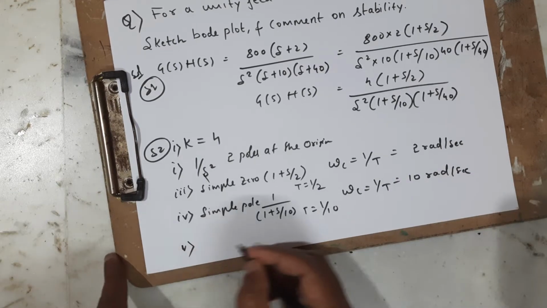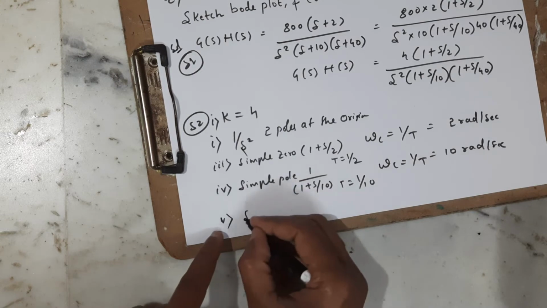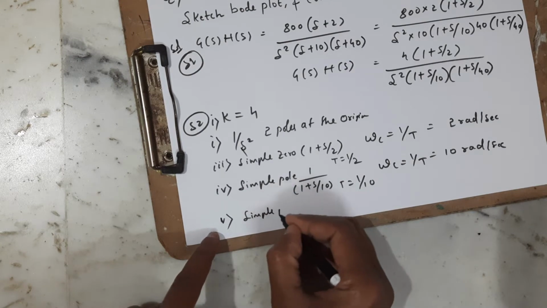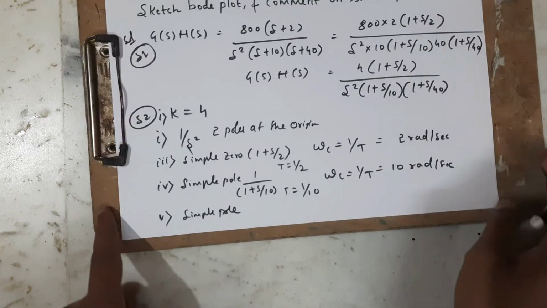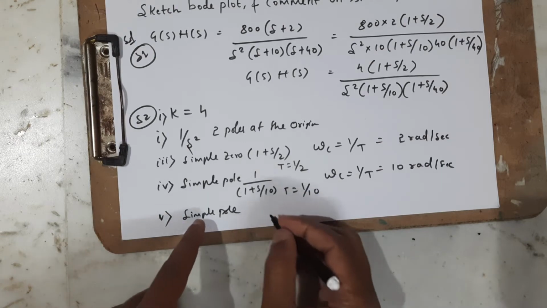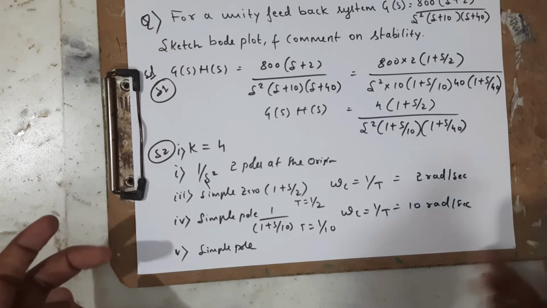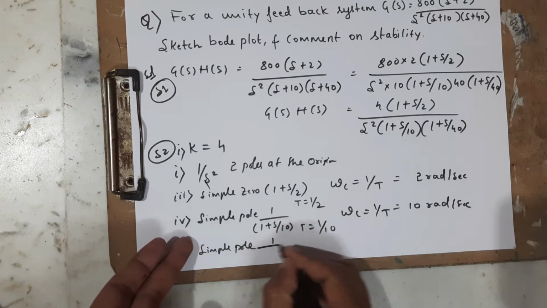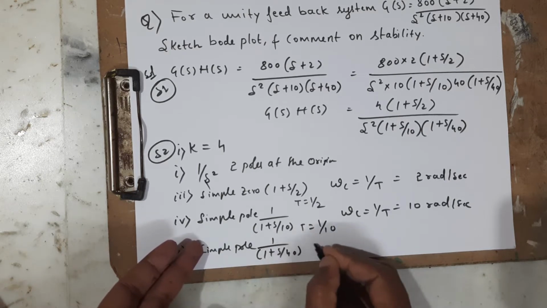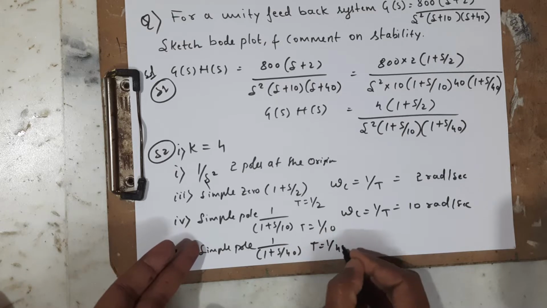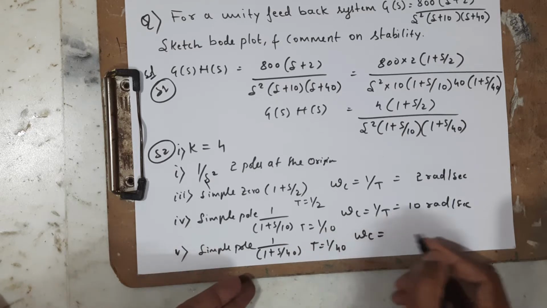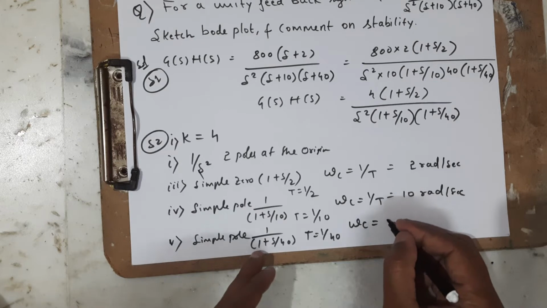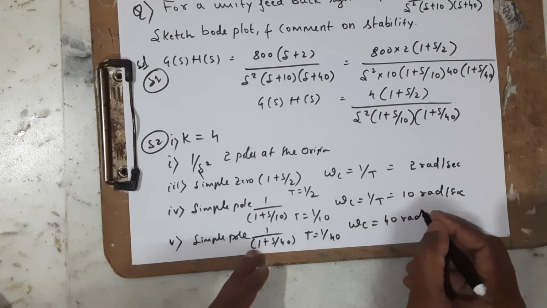Then the fifth term is another simple pole, right? What is the contribution of this? 1 by (1 plus s by 40). So T is equal to 1 by 40. Therefore omega c is equal to 40 radians per second.